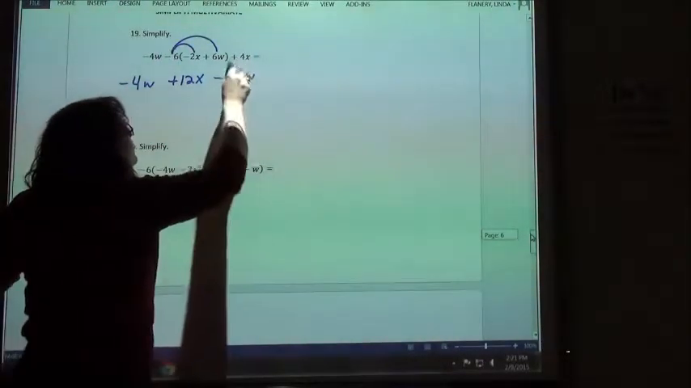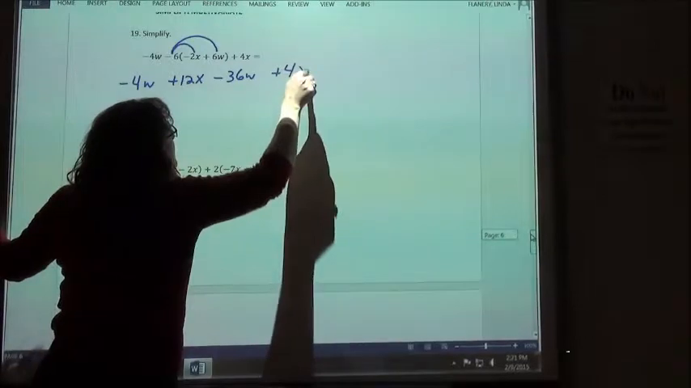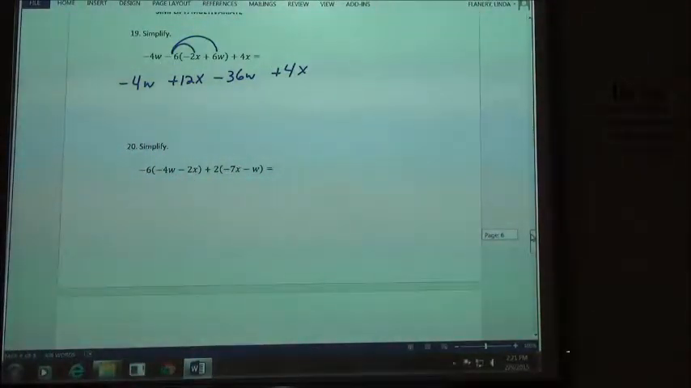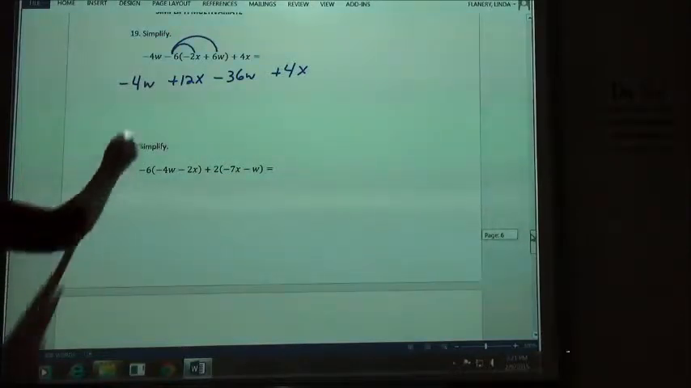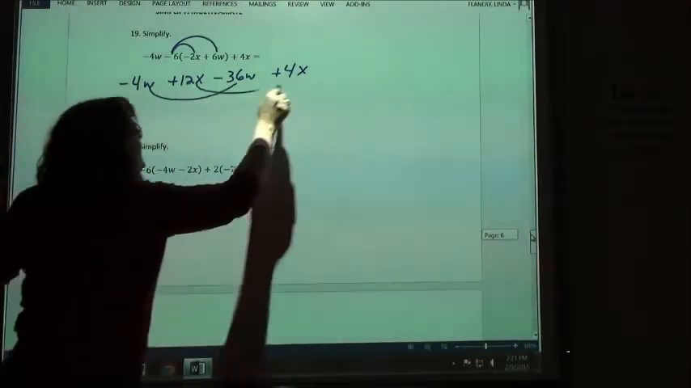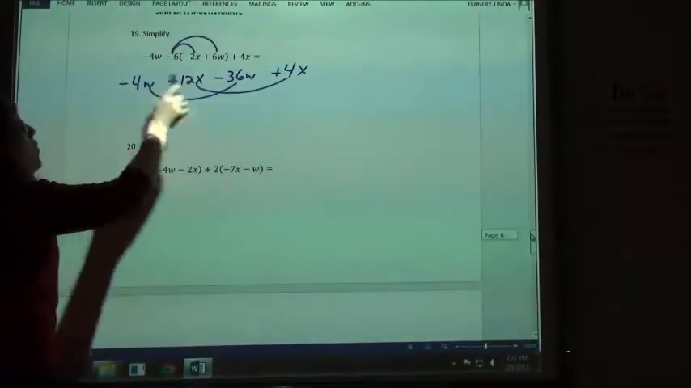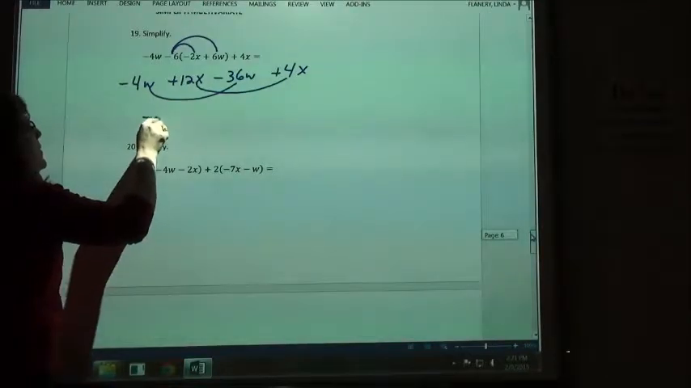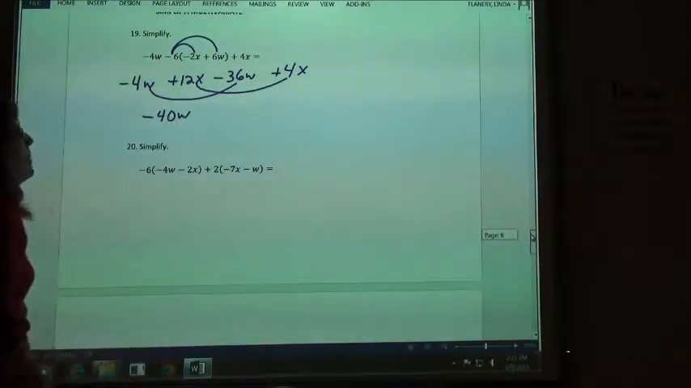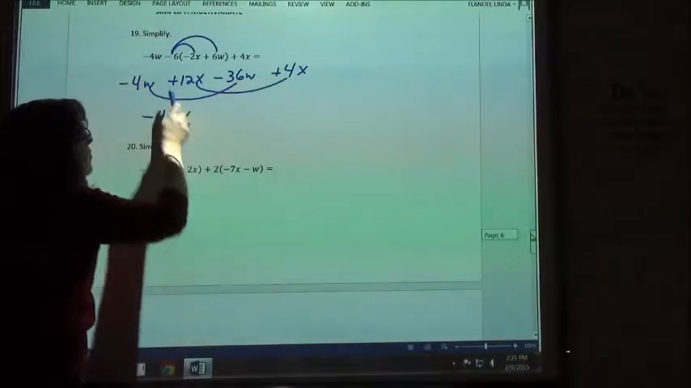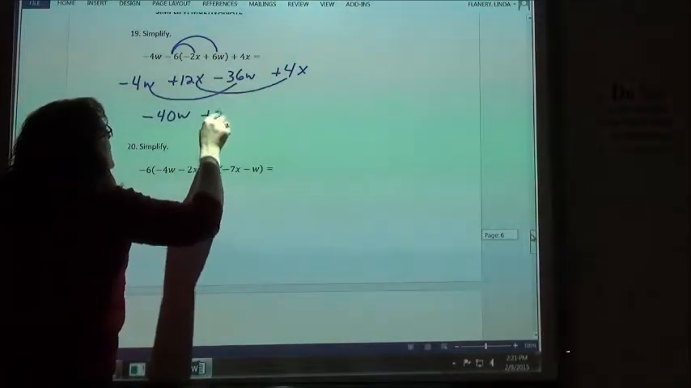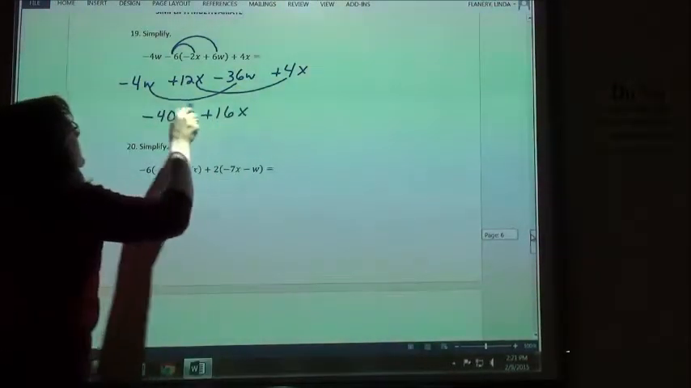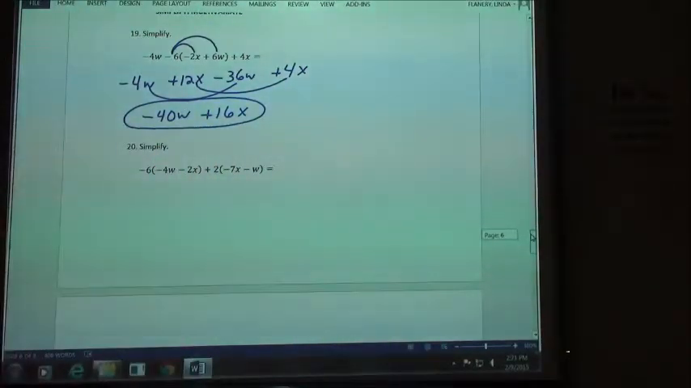And then again, this plus 4x is just going to go on the end because it wasn't in the parentheses, so it's not multiplied by anything. Then I'm going to go ahead and combine my like terms. I'm going to put my w's together, my x's together. So negative 4 minus 36, they're both negative. I add and keep the sign, so negative 40w. Here we have 12 plus 4, they're both positive. I add, so positive 16x. So negative 40w plus 16x is my answer.